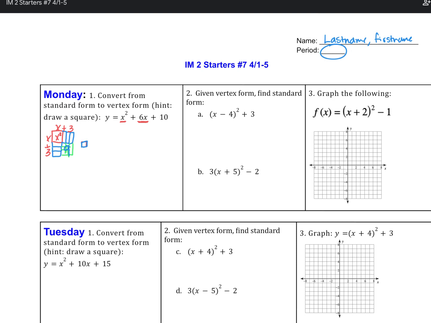So if I were writing this in vertex form, I would write it like this. I would look at my heading first. I have x plus 3 squared, because I have a square. And then I have 1 constant on the outside, plus 1. So that's the vertex form. y equals x plus 3 squared plus 1.